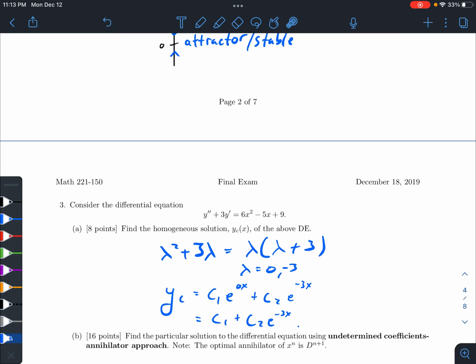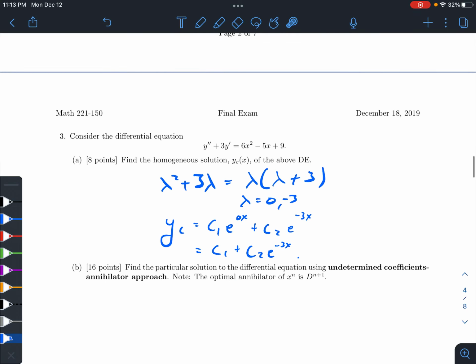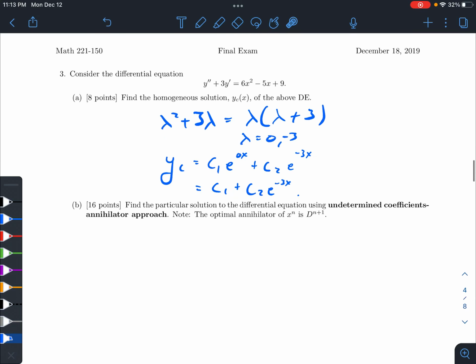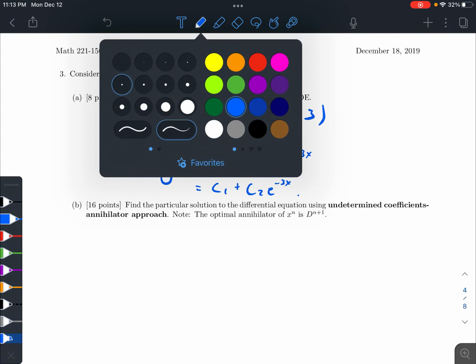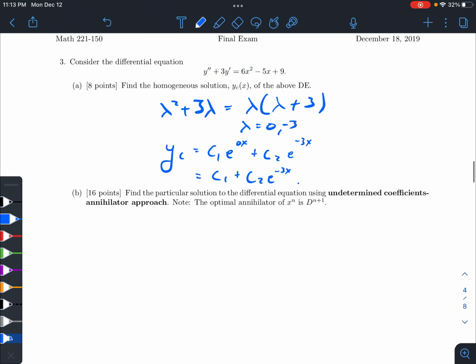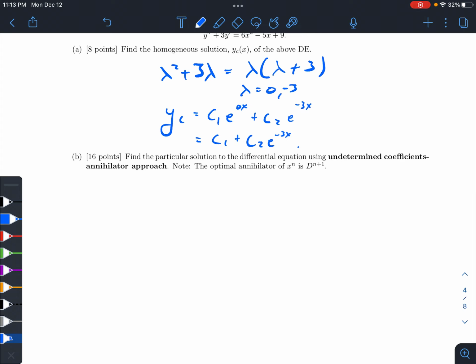And then if you were to do e to the -3x, plug that into y prime, you get 3 times -3 e to the -3x, so -9. And if you were to do y double prime, you get -3 times -3 by doing the derivative twice, so +9 e to the -3x, so those would cancel. Okay, so this is the homogeneous solution, or the general solution to the homogeneous part, sometimes called the complementary solution.